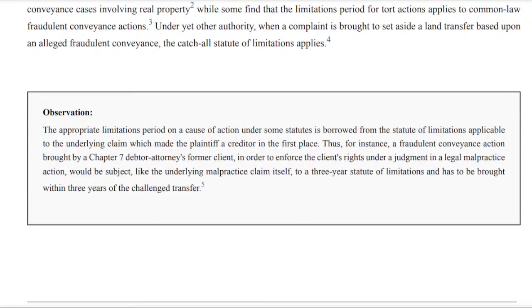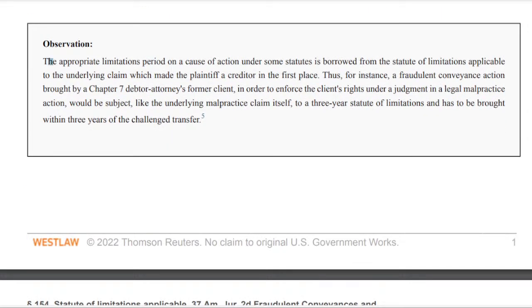I love these observations. Let's look at this really quick here. The appropriate limitations period on a cause of action under some statutes is borrowed from the statutes of limitations applicable to the underlying claim which made the plaintiff a creditor in the first place. Interesting here. This is where your statute of limitations may ride too.